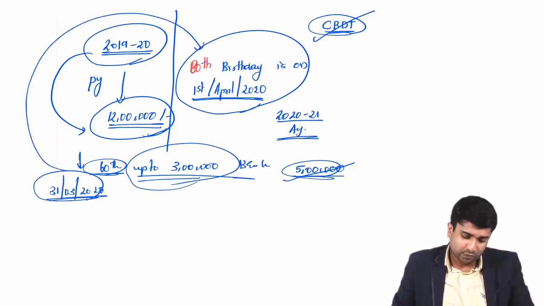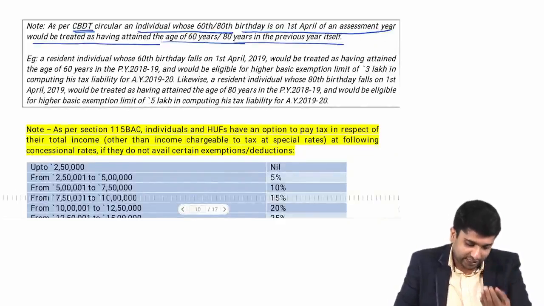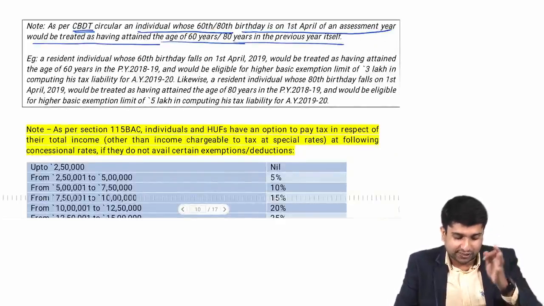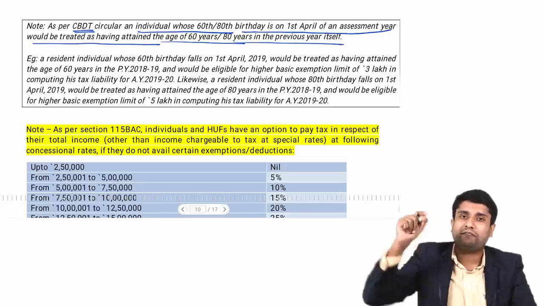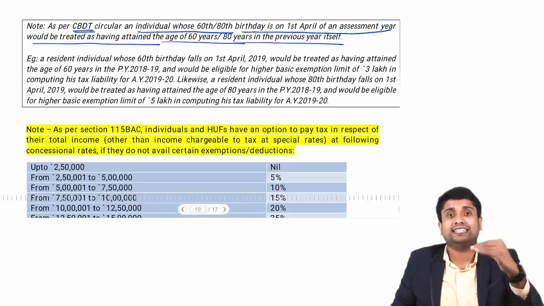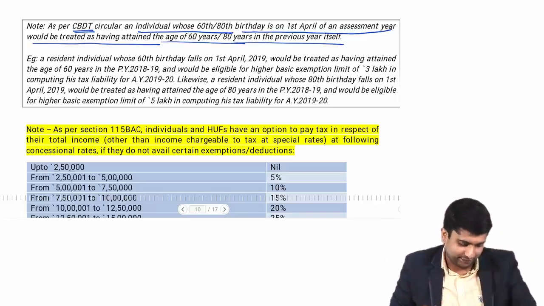So that's what they are saying. As per the CBDT circular, an individual whose 60th or 80th birthday is on the 1st April of an assessment year would be treated as having attained the age of 60 or 80 in the previous year itself. While computing income for that previous year, you can take that extended basic exemption limit for computing your taxes. Hope it is clear.